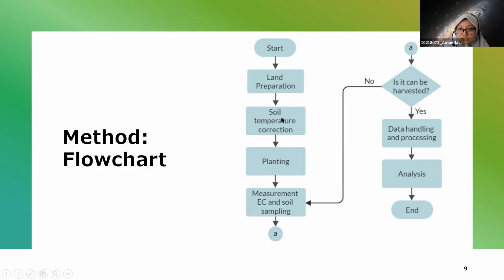After that, the next process is planting. During the planting, we measure the electrical conductivity and take soil samples. After the corn is ready to be harvested, the measurement of electrical conductivity and soil sampling is done again, and we can move to the next process, which is data handling and processing. And the last process is the analysis of the results from the data processing.